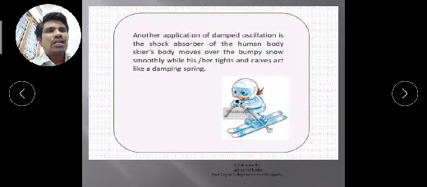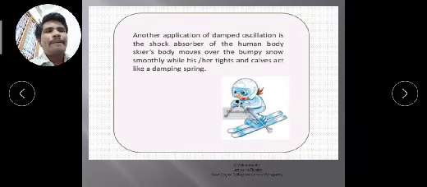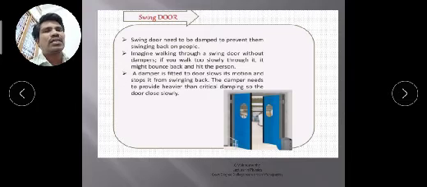Another application of damped oscillation is the shock absorbers of the human body. A skier's body moves smoothly over the bumpy snow while his or her thighs and calves act like a damping spring. Now the spring door is also an example of damped harmonic oscillation.